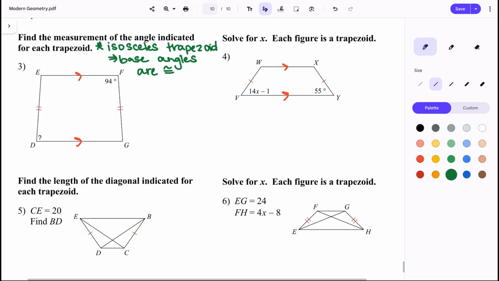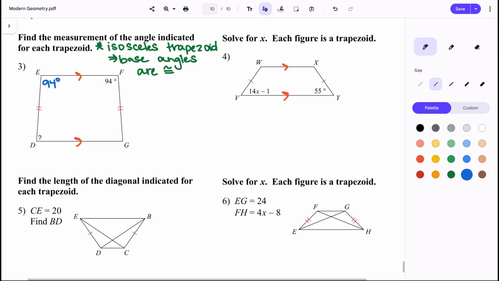So if I look at my pictures here, I need to figure out how much this question mark is on number 3. I have a 94 up here by F. I could almost consider that this is across from that side, like if I just draw an arrow. So then if I go across from that other congruent side, so I'm looking up at E and F, those would be one pair of base angles. Those should be the same amount. So I should be able to fill in that E is also 94.